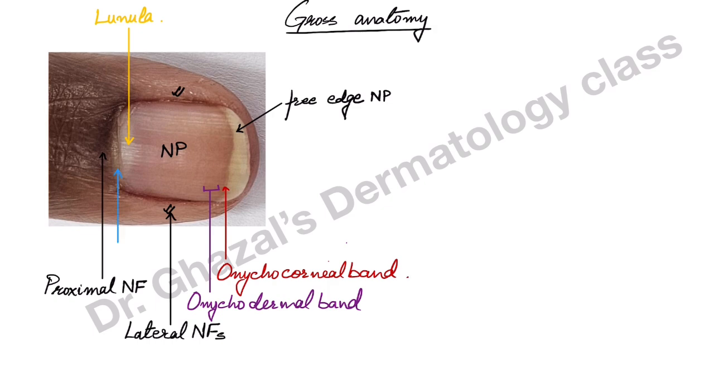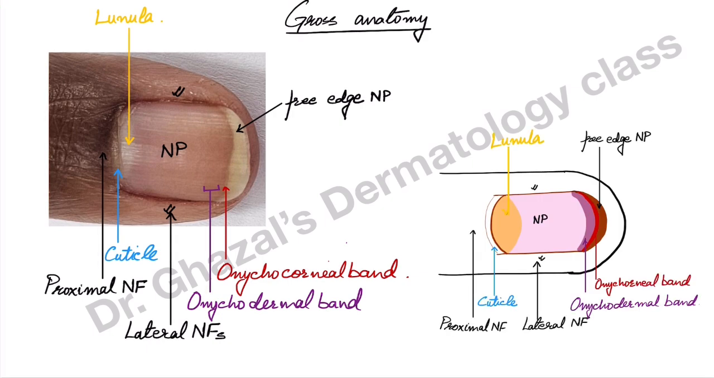This is cuticle, which is a part of proximal nail fold. The corneal layer of the skin of proximal nail fold adheres to the nail plate, forming the cuticle. This cuticle has a protective function. It acts as a seal and prevents any external microbes or external agent from entering the nail apparatus. Its destruction may cause paronychia. So the diagrammatic representation of this gross anatomy is this.